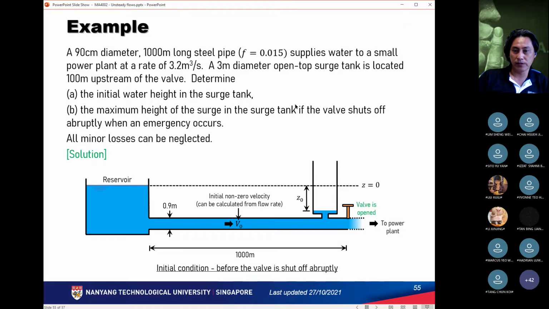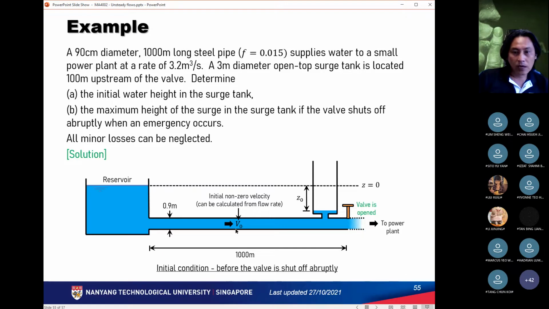Based on this information, maybe I should answer the questions. So Z naught is the steady state height. As you can see over here, Z naught is the steady state height, when the valve is fully open, and it's in reference to the reservoir height. I believe this is our question.